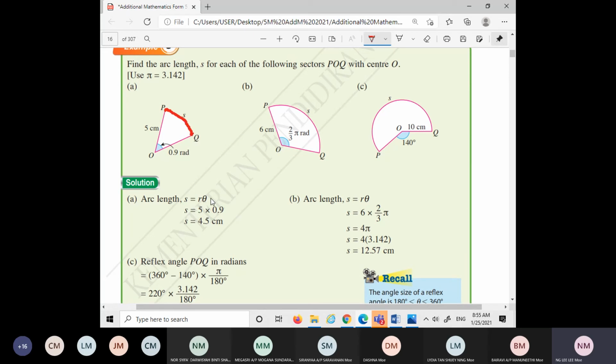Okay, so you follow the formula S = r theta. r is what? The radius, which is 5. Theta is what? The angle subtended, which is 0.9. Make sure this is in radian. If this is in radian, straight away use it. So 5 times 0.9, very fast. You get the answer 4.5. So this is for A. So far, okay?